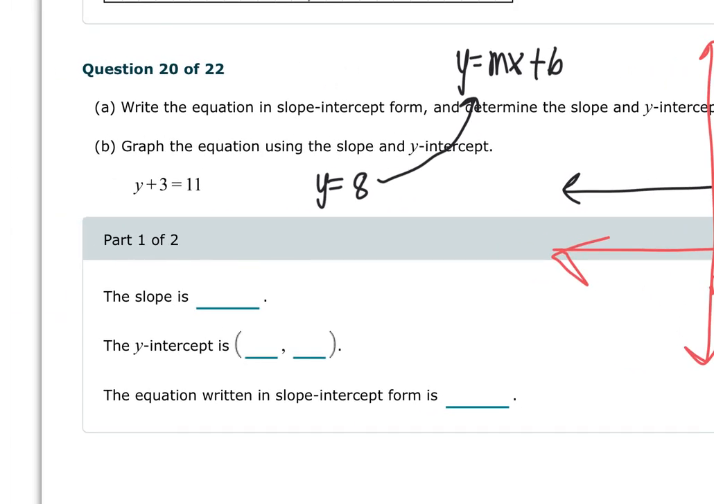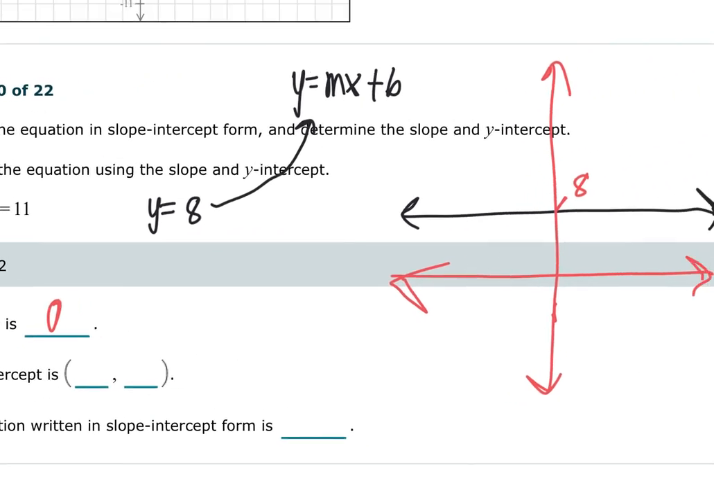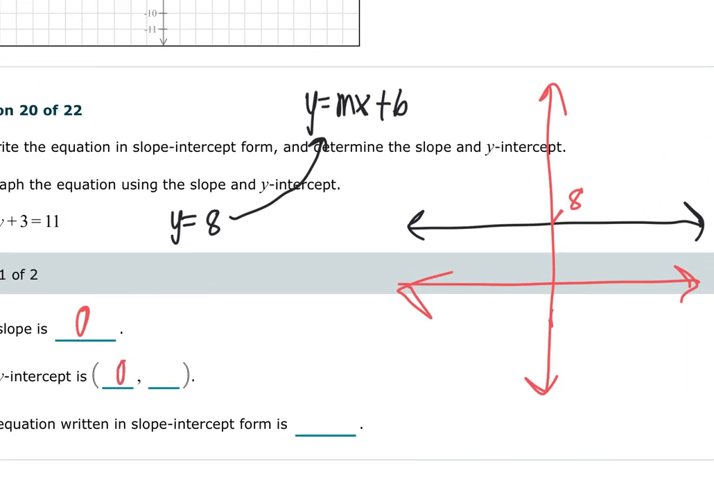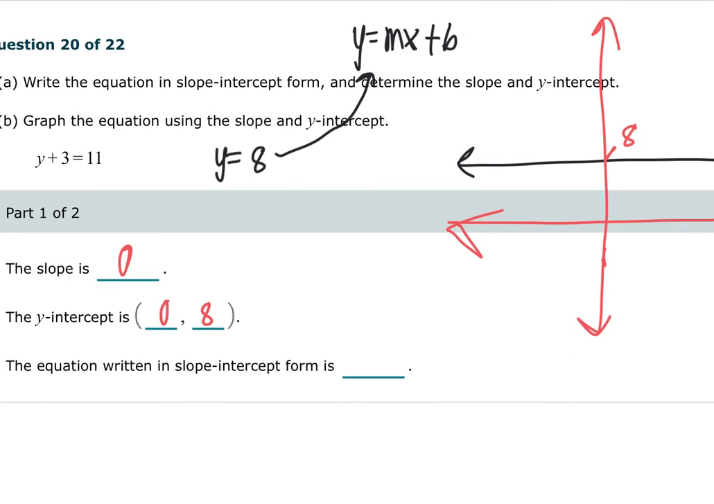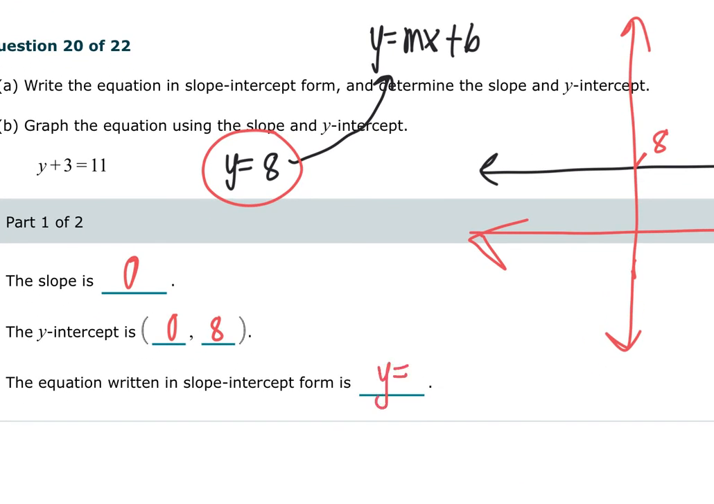Horizontal lines have a slope of 0. And the y-intercept is where you cross the y-axis. So it crosses the y-axis at the y value of 8. And then the equation in slope-intercept form is just what we simplified it to up here. Y equals 8.